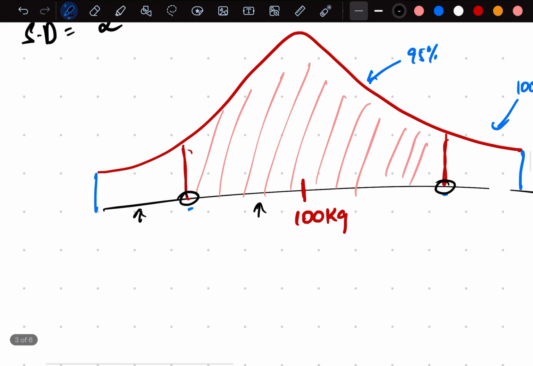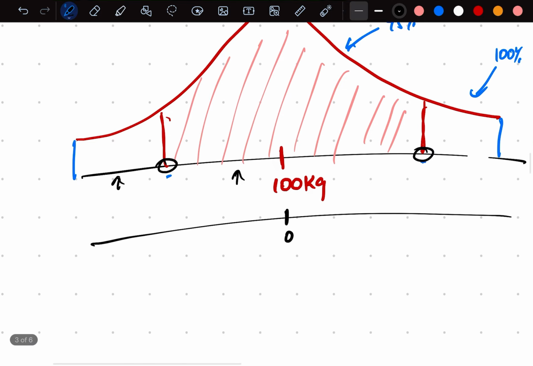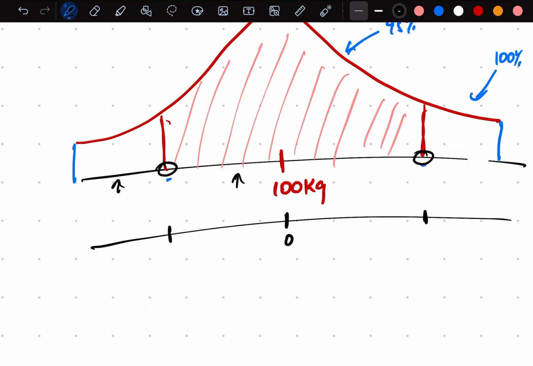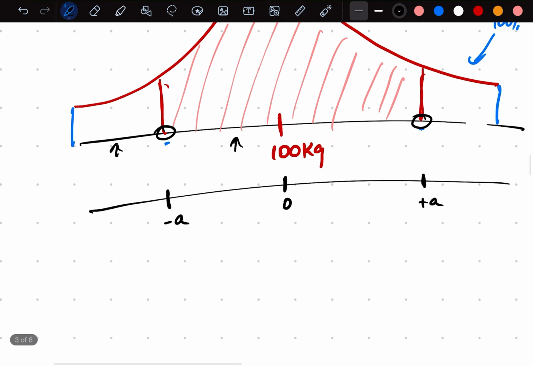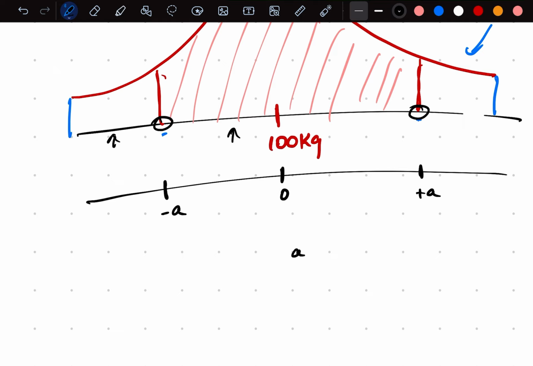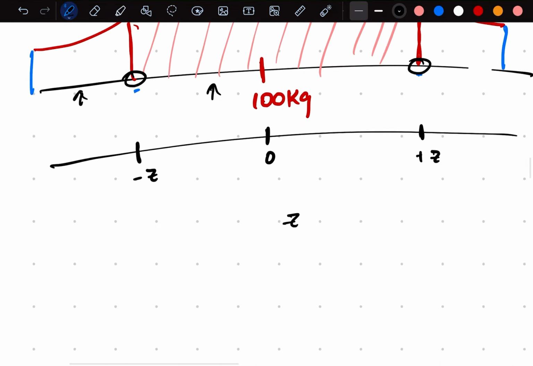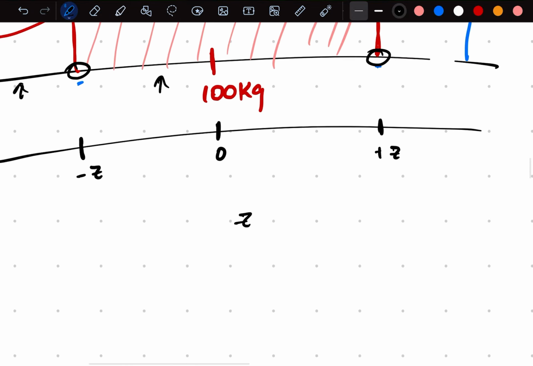So Z gives us a new scale. It says here my Z value is 0, and it will give you two values, plus A and minus A. So you will be calculating the A value, it means the Z value. This is plus Z and minus Z, using a table and a formula. I'll be telling you what the formula is.